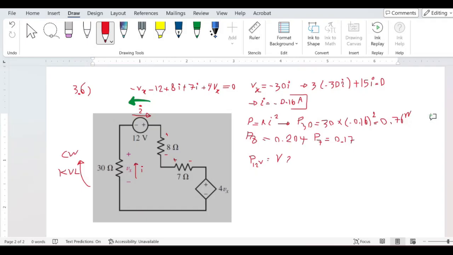equals to V multiplied by I, right? In this case, equals 12. Now, with this direction of the current, it enters the negative terminal. So I'm going to write minus 12 multiplied by minus 0.16, and that's going to be equal to 1.92 watt.